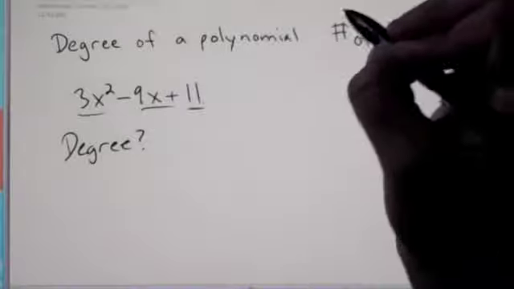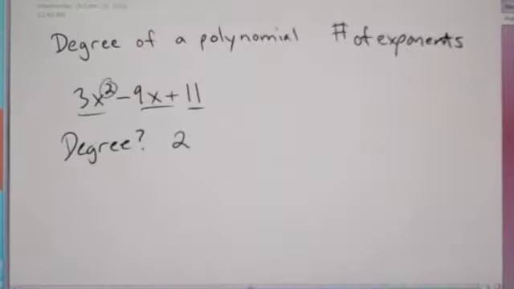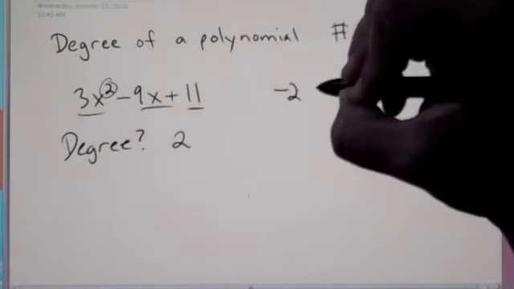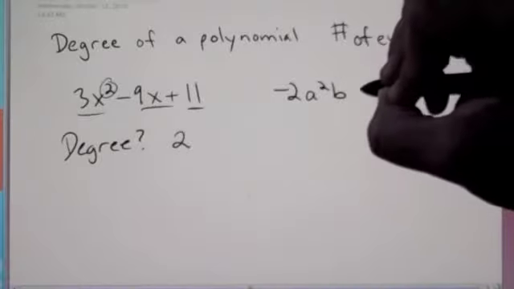Find the one with the most amount of exponents. So we have two exponents here. So your answer is 2. It's the second degree polynomial. Okay? Now if I give you another term, where it's just negative 2a squared b c to the third.